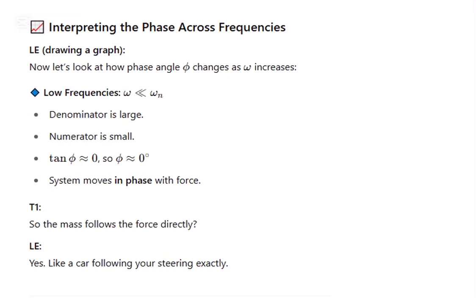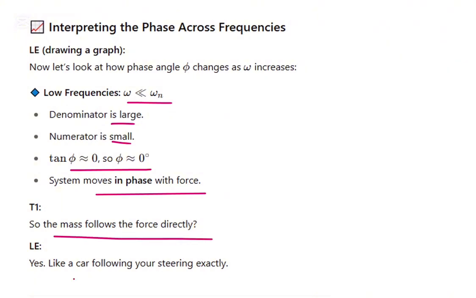Interpreting the phase across frequencies. At low frequencies, the denominator is large and the numerator is small. That means phi is 0. That's in phase with the force. So at lower frequencies the mass follows the force directly, like a car following your steering exactly.